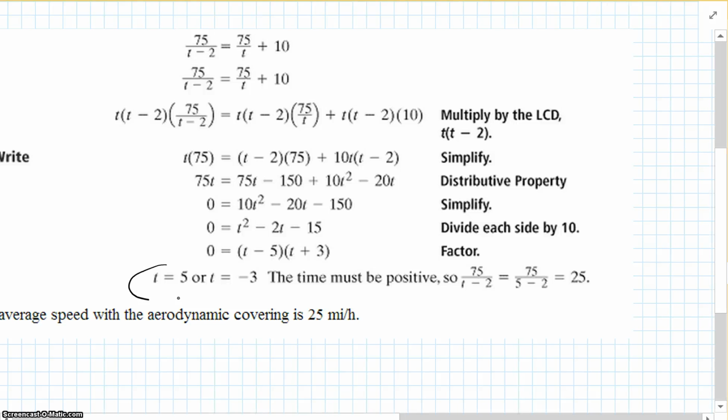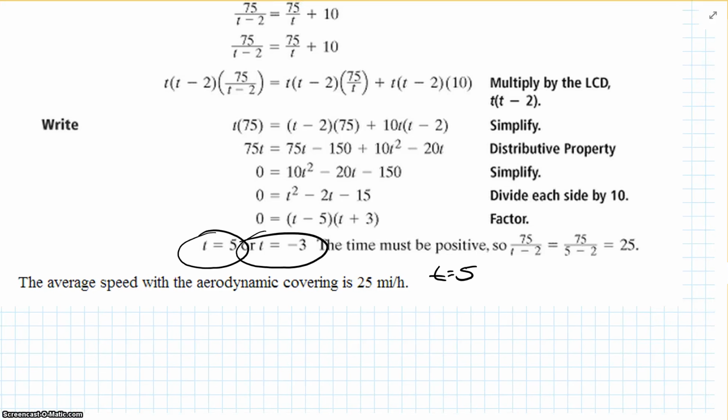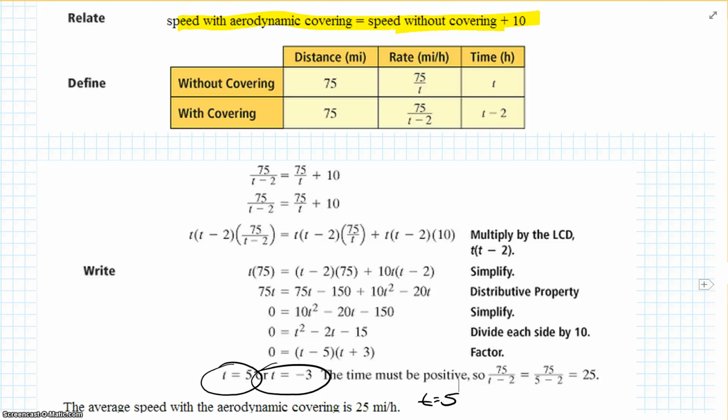Well, t is equal to 5 or -3. Well, since time must be positive, t must be equal to 5. And you plug everything back in and you solve for the average speed with the covering, which is 25 miles an hour. Okay, we'll work a couple of these on our own, or together I should say.